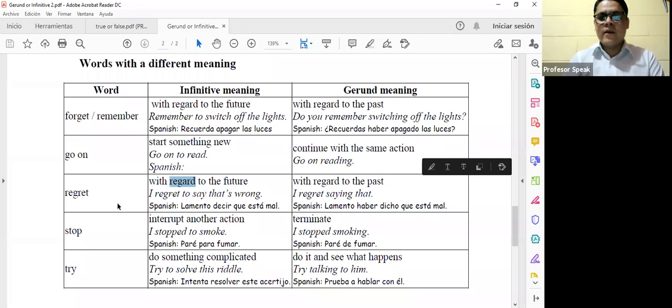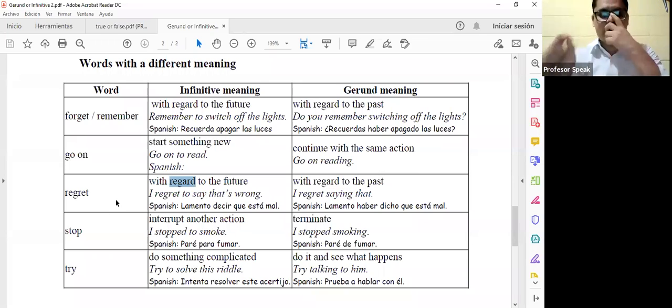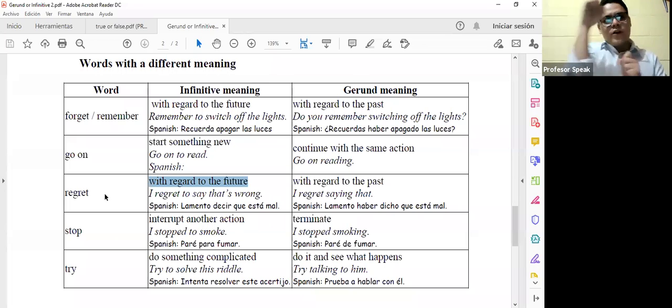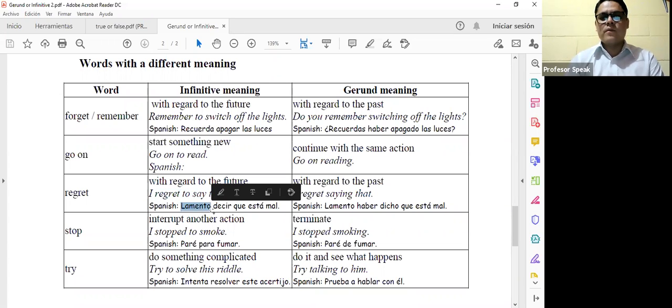Okay? When are you going to use reread followed by an infinitive? With regard to the future. When you are referring to the future, you use reread followed by an infinitive. For example, I reread to say that's wrong. And you have right here the translation. Okay, that is the meaning.